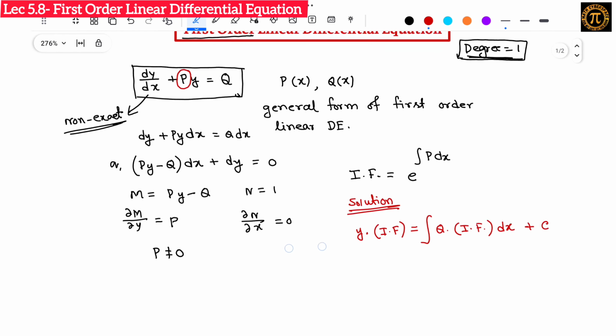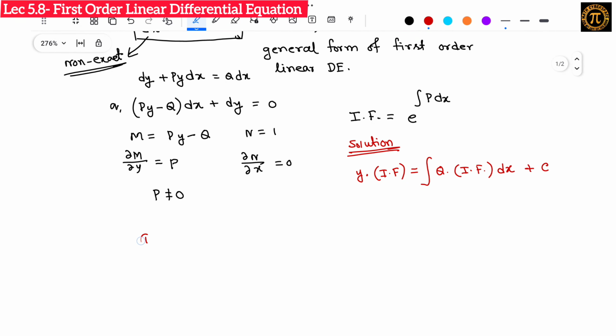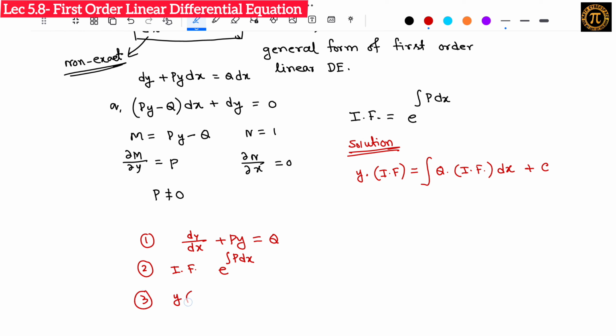So I am repeating: the general form is dy/dx plus Py equals Q. Second, the integrating factor is e to the power integral of P dx. And third, the solution formula is the dependent variable times the integrating factor equals the integral of the right hand side times the integrating factor dx, plus c. Clear? Let's try an example.